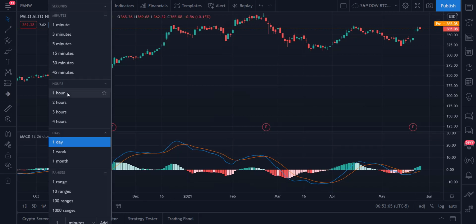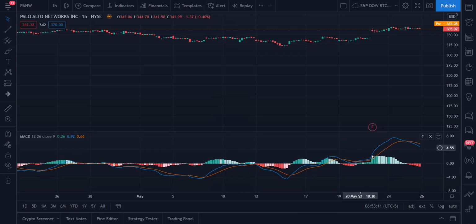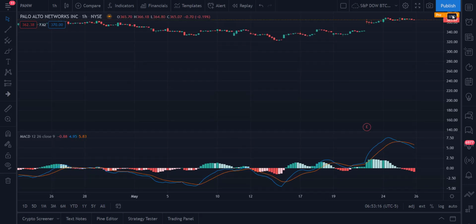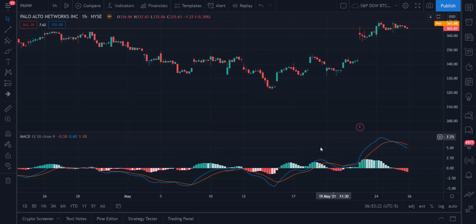So let's take a look at the 1 hour and see what we're seeing there. I'm going to spread this out so we can get a better view. We had a bullish crossover happen a week ago Friday. So that's May the 14th. Both the signal and the MACD line crossed into positive territory. Now it's crossed back and forth, but it's really just oscillated in positive territory, which is exactly what's expected to happen during a bullish uptrend.